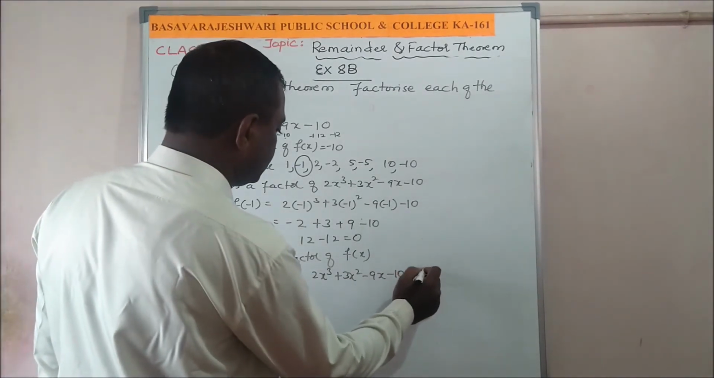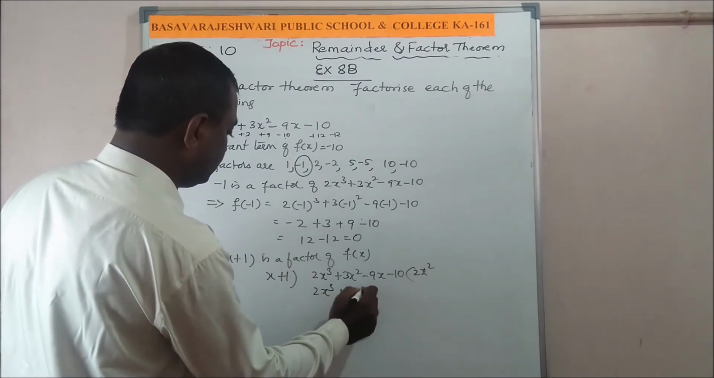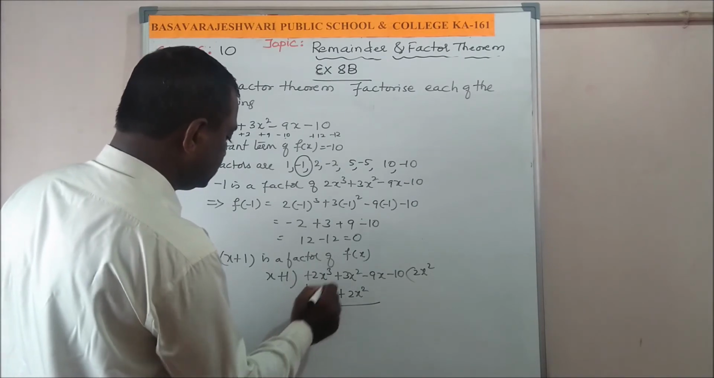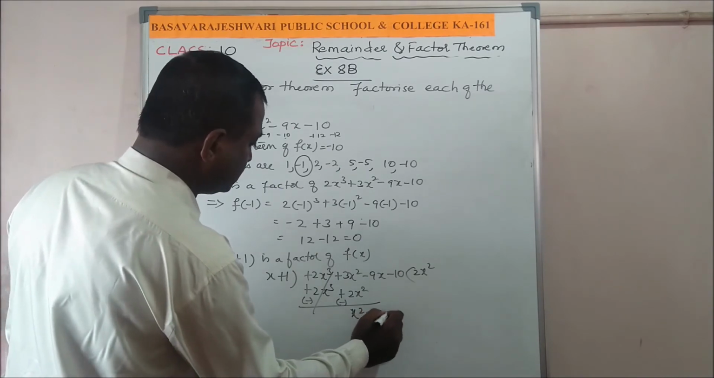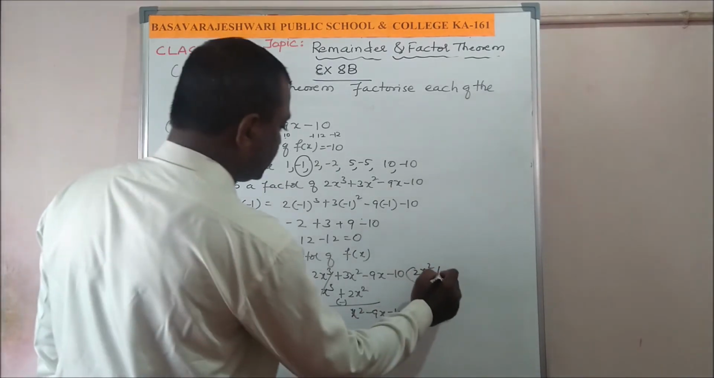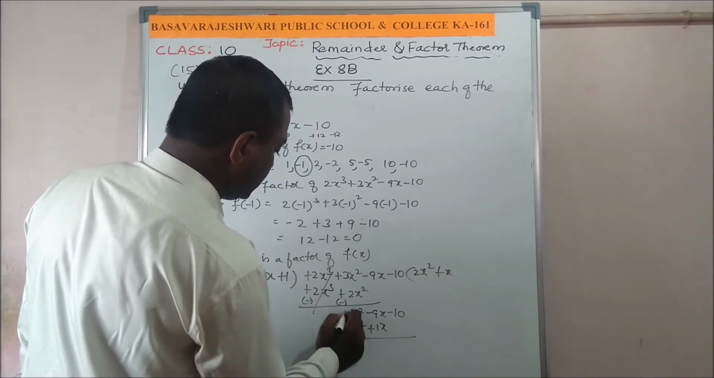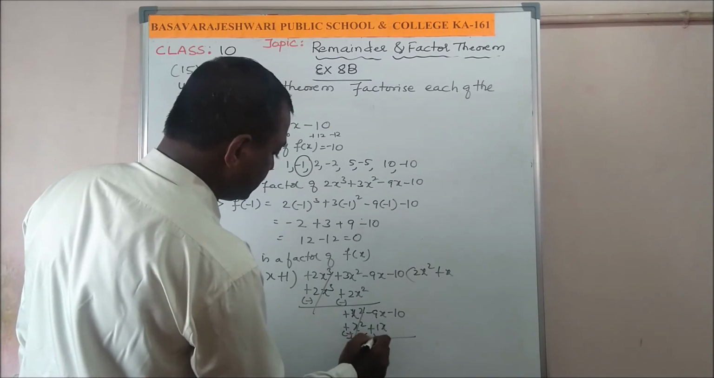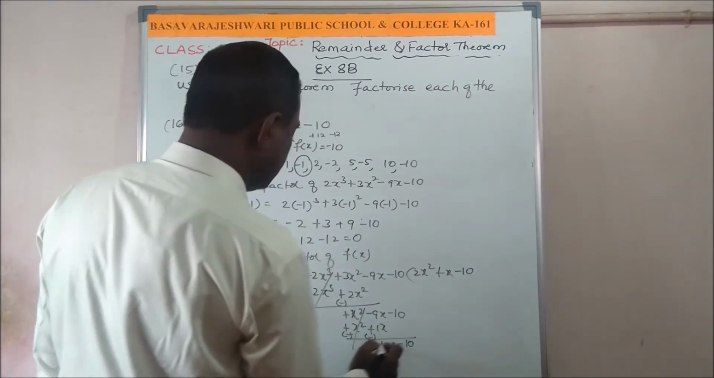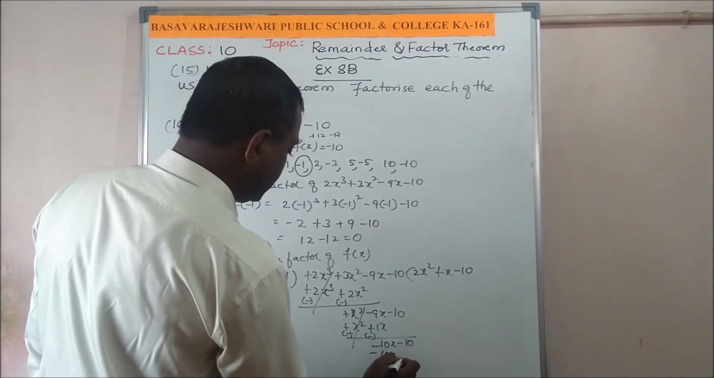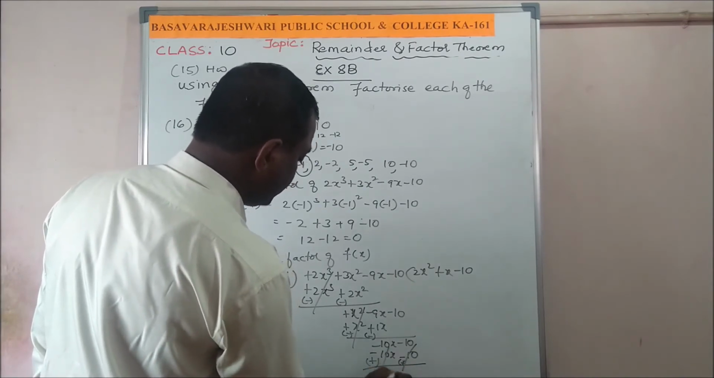So 2x square is adding 2x square into x, 2x cube plus 2x square, plus minus cancels, minus x square remains. Minus 9x minus 10 plus x square plus x. Plus minus cancels, minus 10x minus 10, minus 10 minus 10x, minus into plus minus 10. So remainder 0.